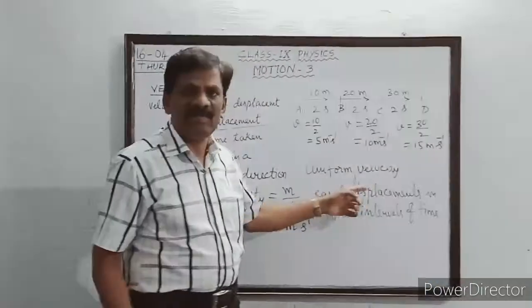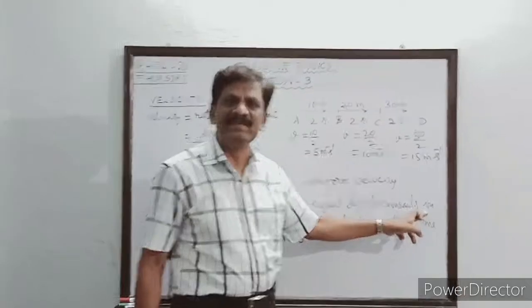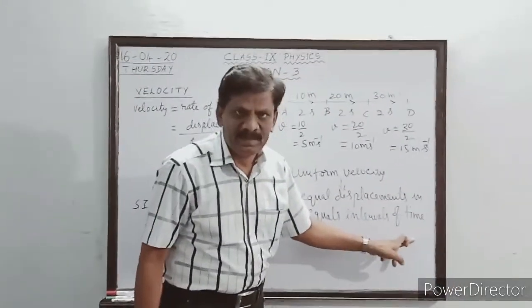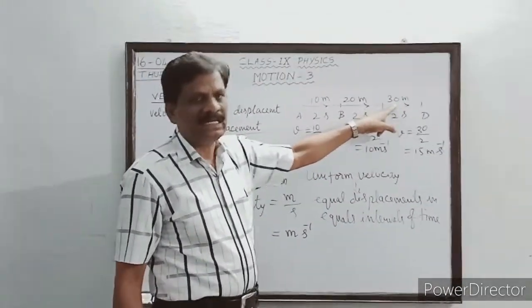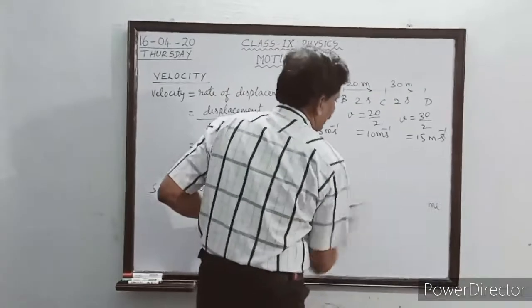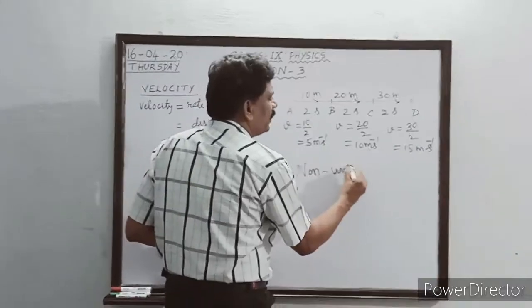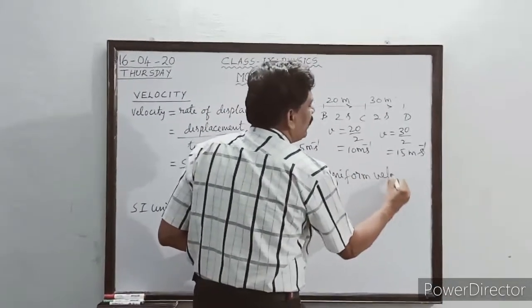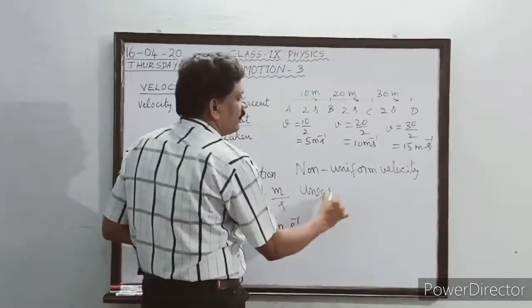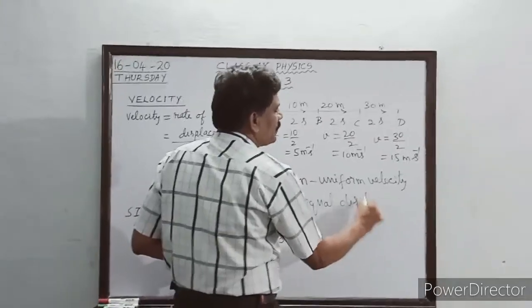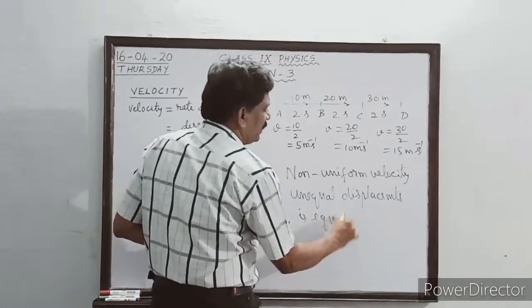Previously we studied what is uniform velocity. Uniform velocity means equal displacements are taking place in equal intervals of time. But here you see the displacements are unequal. That is very important. So what is non-uniform velocity? A body is said to have non-uniform velocity when the body undergoes unequal displacements in equal intervals of time.